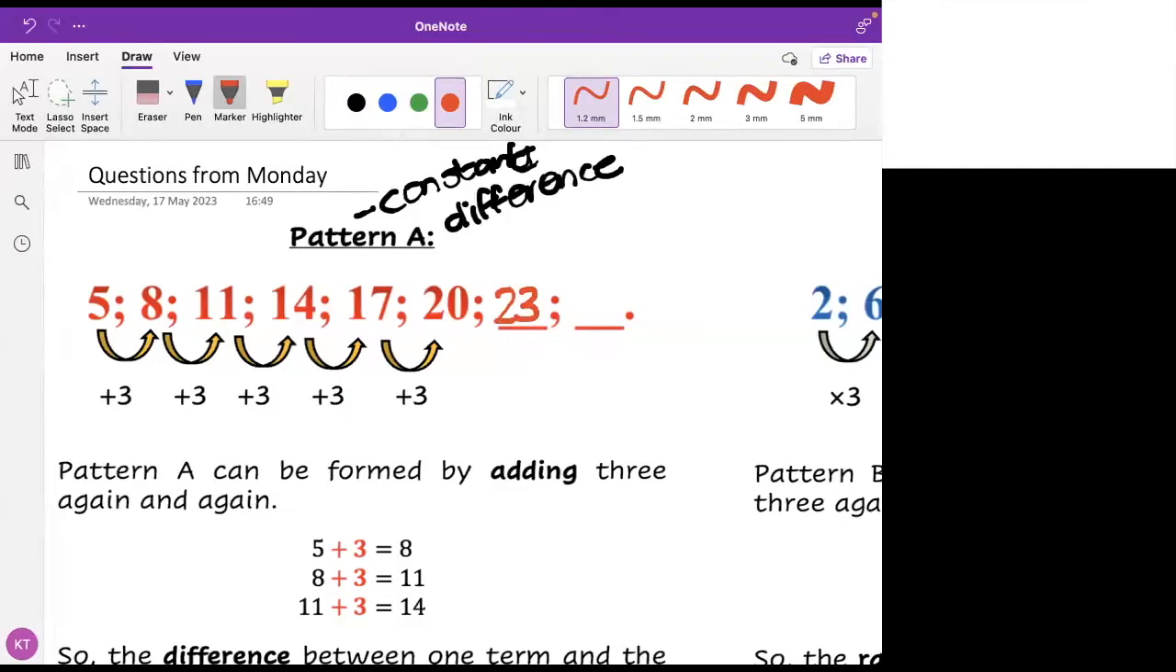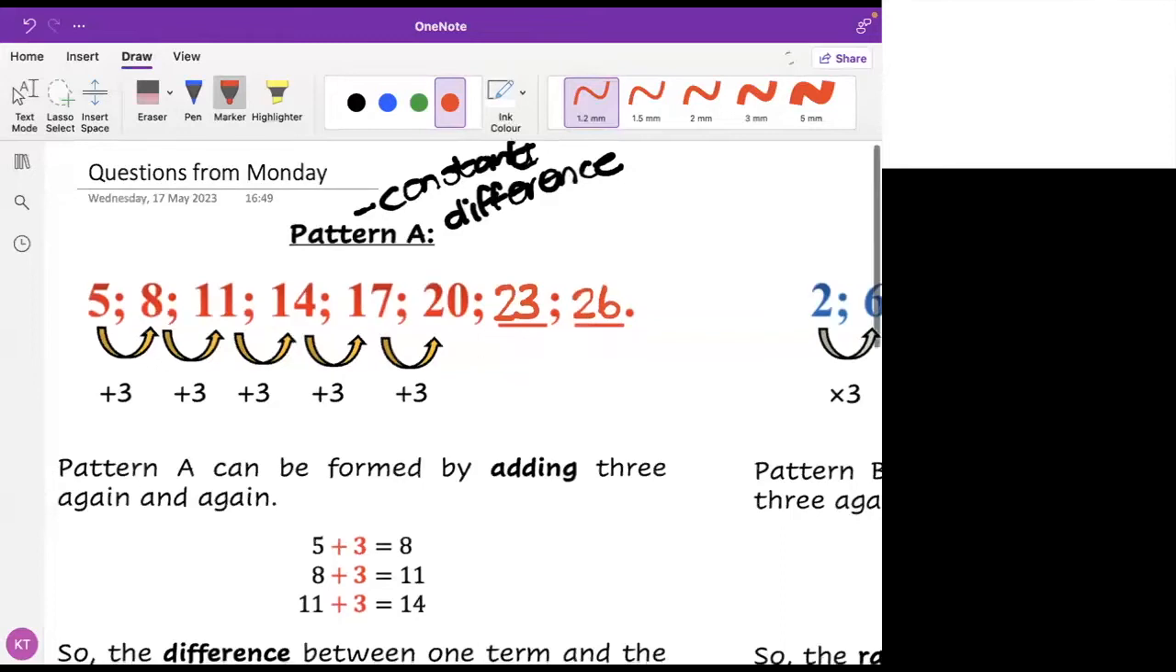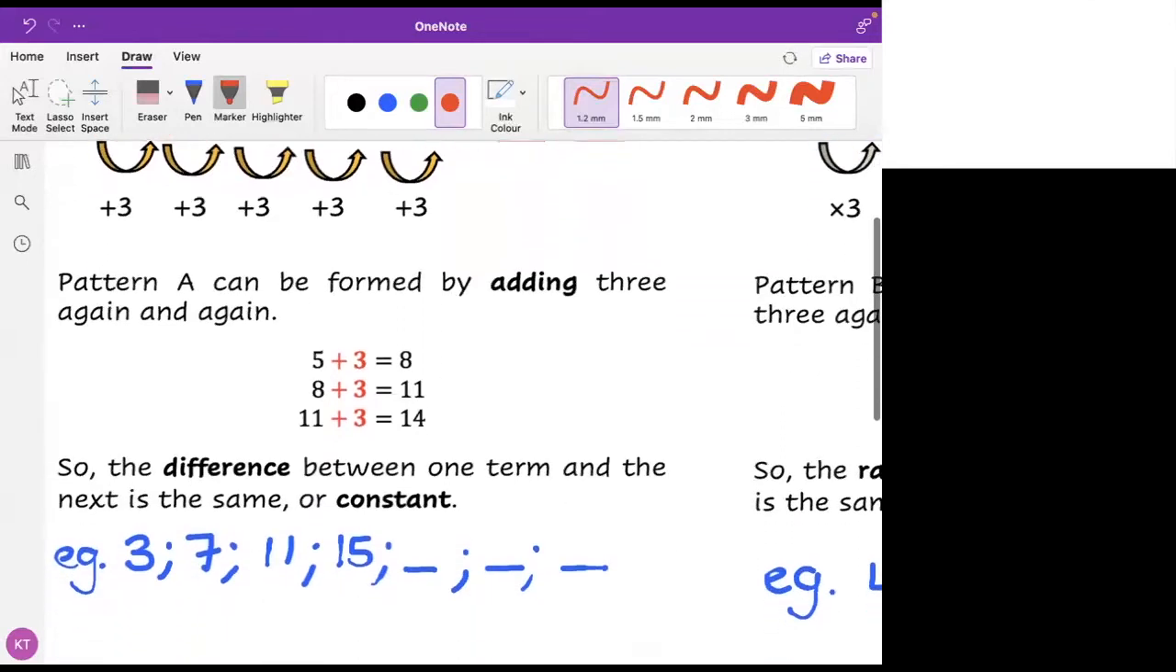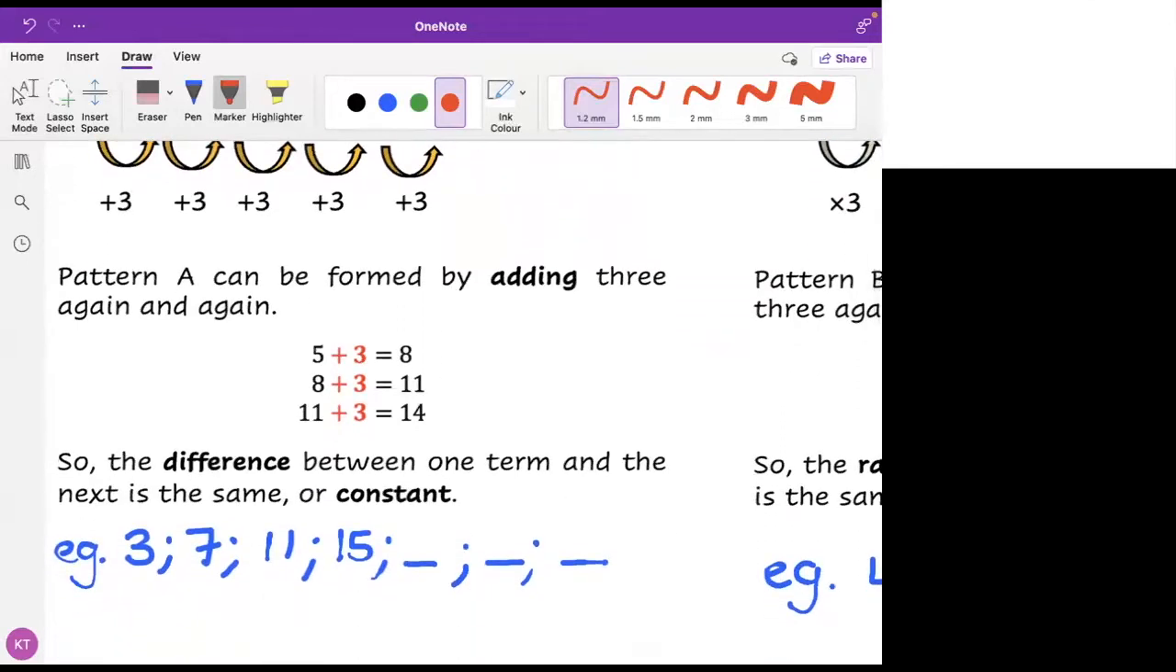And 23 plus 3 will give me 26. So pattern A can be formed by adding 3 again and again. So the difference between one term and the next is the same. And in maths, when we're saying that something is the same, the fancy way to say that is that something is constant. So let's have a look at a different example to the ones we looked at on Monday.